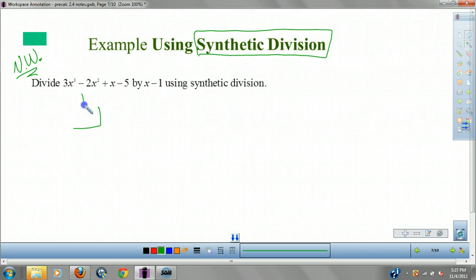So you put your k up here. Now our k on this one, remember it's always x minus k, is 1, right? Then here you put down your coefficients for each one. I'll circle and put it here. So we go 3, -2, 1.